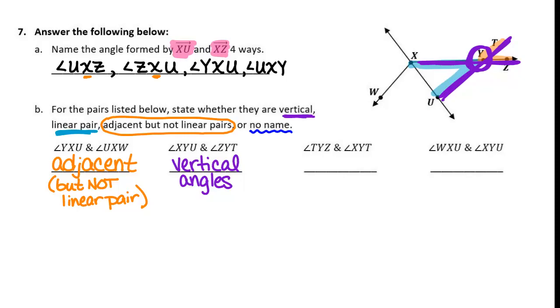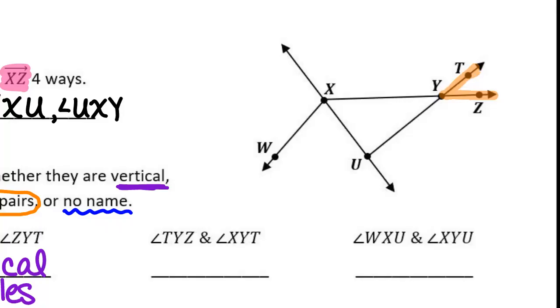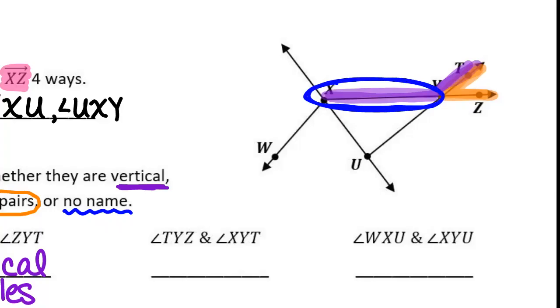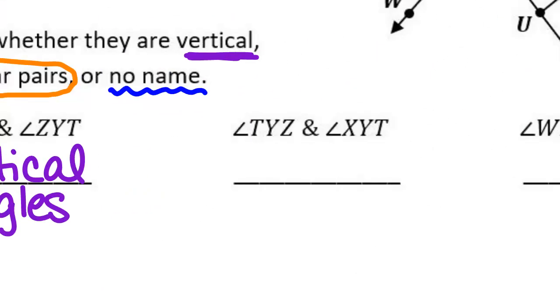All right. Next angle pair to look at, we have TYZ, this right here, and XYT, this one right here. Do those two angles have a shared side? Yes, right here. TY they have in common. Do their non-common sides, this one and this one, form a straight line? Yes, which means this is what special angle pair? Linear pair.